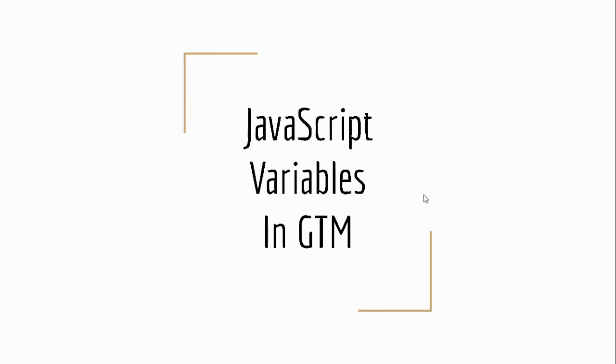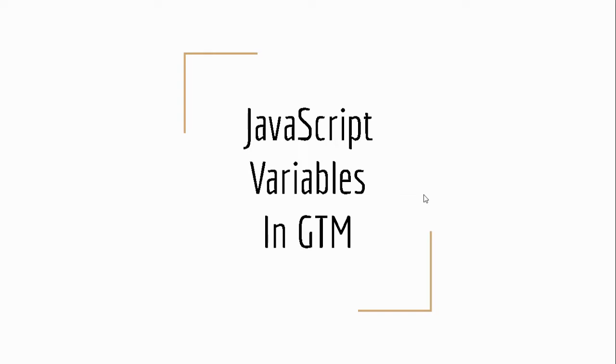Today's topic is JavaScript variables in Google Tag Manager. The term variable is used to denote a helper function that your tag, your trigger, or other variables can invoke. So it is simply like a variable in computing which holds some value till you execute the program.